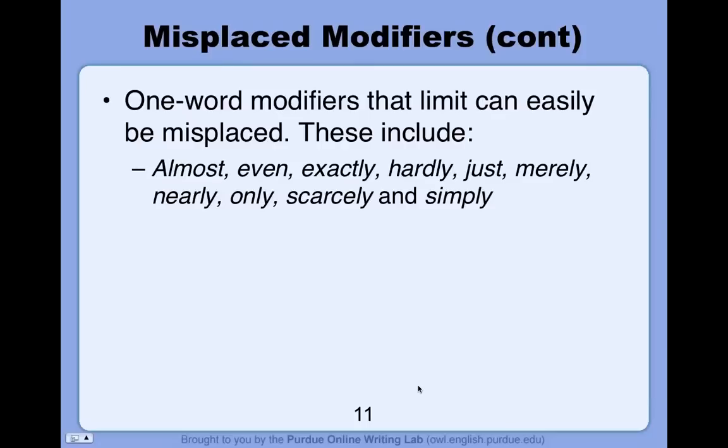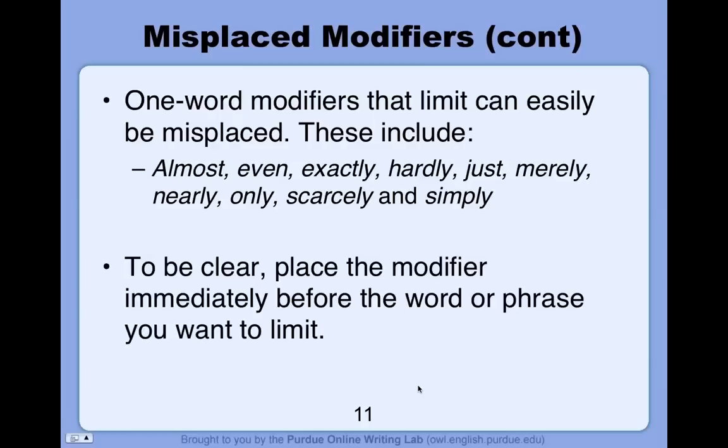One-word modifiers that limit can easily be misplaced, and I see this a lot in student writing. These one-word modifiers include words like almost, even, exactly, hardly, just, merely, nearly, only, scarcely, and simply. Not all modification problems are in the form of a phrase. These words can also cause confusion within sentences when they are placed next to words that they are not meant to modify. So, to be clear, place the modifier immediately before the word or phrase you want to limit.